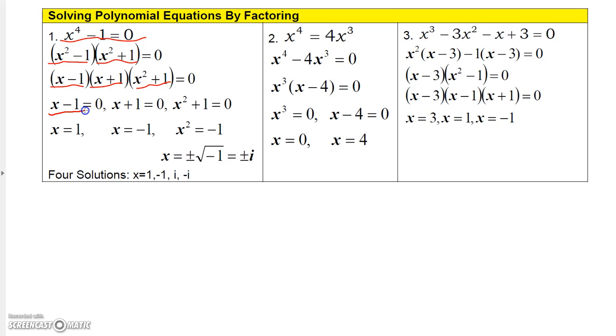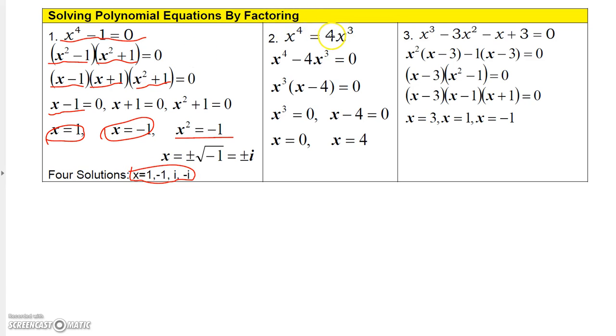X minus 1 equals 0 leads me to x equals 1. X plus 1 equals 0 leads me to x equals -1. And x squared plus 1 equals 0 tells me x squared equals -1. And then if I apply the square root theorem, I get plus or minus the square root of -1, which is plus or minus i. So I get 4 solutions: 1, -1, i, and -i.